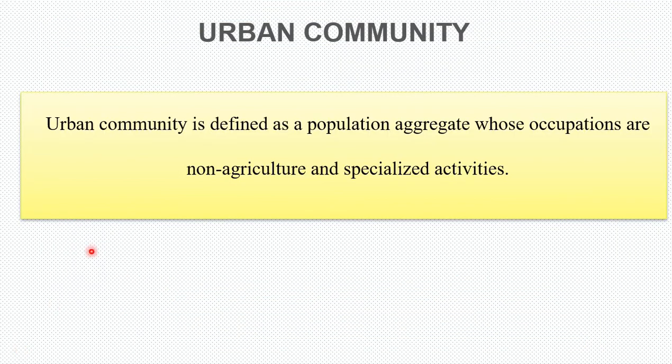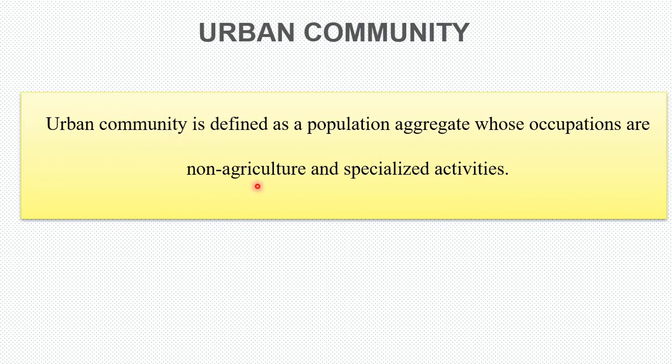So next we move on to urban community. Urban community is defined as the population aggregate whose occupations are non-agricultural and specialized activities. The important keyword of this definition is population aggregate. Population aggregate is the collection of people who live together but are in no way socially connected.